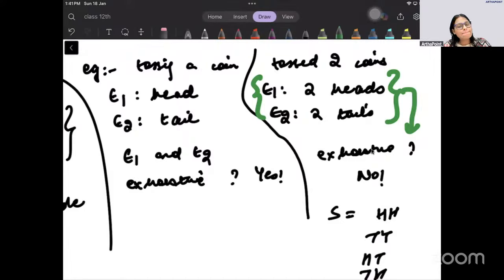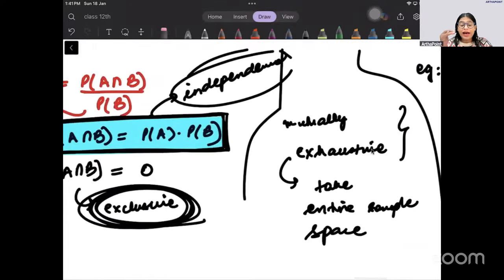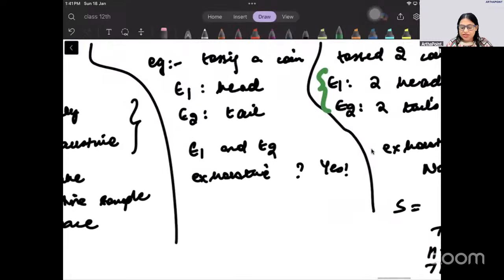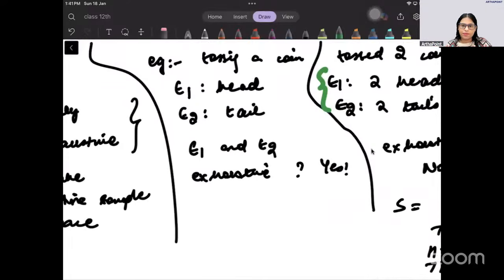Is it clear? So three definitions you have to remember. They will be asked in MCQ in such a way that you will get confused. So mutually exclusive: nothing in common. Independent: A intersection B is A into B. And exhaustive means they should take the entire sample space.